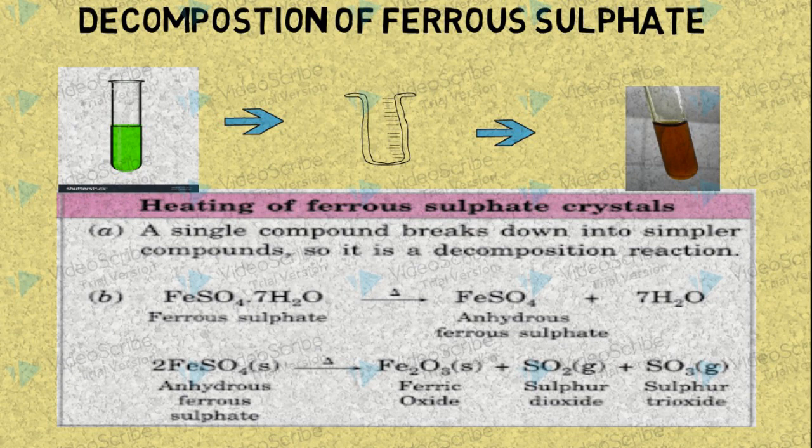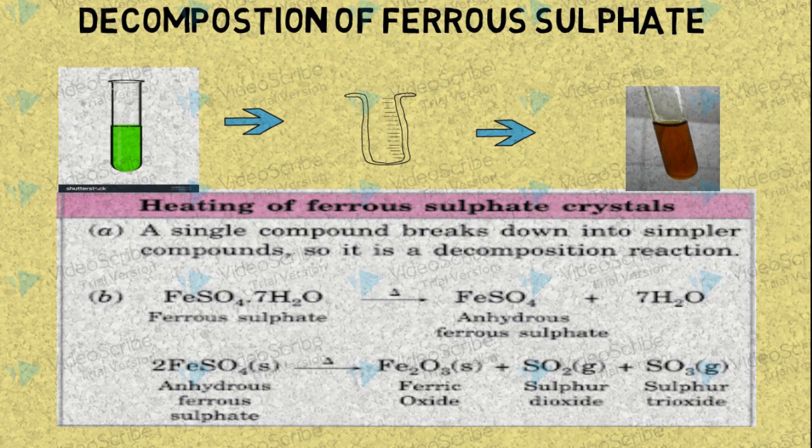Now in the exam the question will come like this: write two observations and write the reaction of decomposition of ferrous sulfate. So the first observation will be that the green color will turn brown due to the formation of ferric oxide. Second is the pungent smell of sulfur dioxide. Here two gases are liberated. One is sulfur dioxide, one is sulfur trioxide, which has a pungent smell.